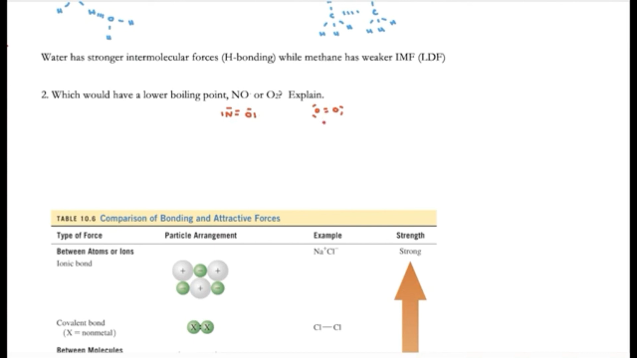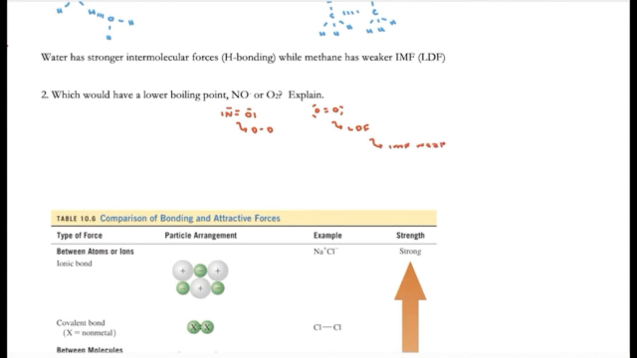O2 is nonpolar because its dipoles do cancel, which means for NO minus, its attractive force is going to be dipole-dipole forces, because it doesn't have hydrogen, so it can't have hydrogen bonding. Meanwhile, oxygen, since it's nonpolar, its strongest attractive force will be LDF. So which would have a lower boiling point? O2 would. Why would it? Because it has LDF and therefore its intermolecular force is weaker.